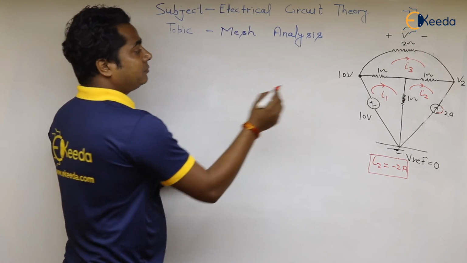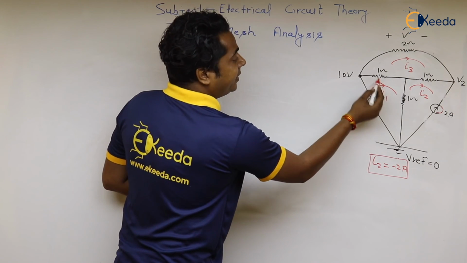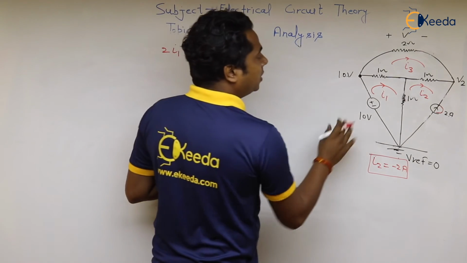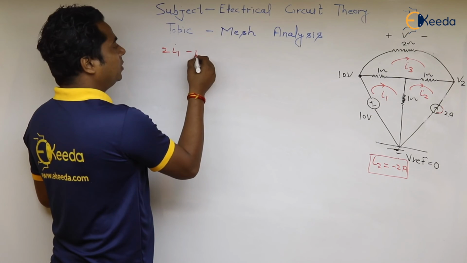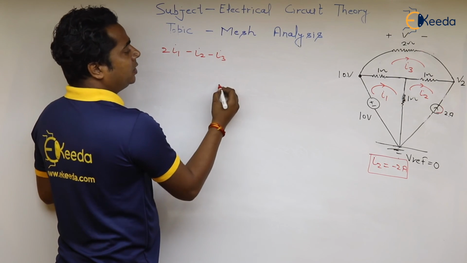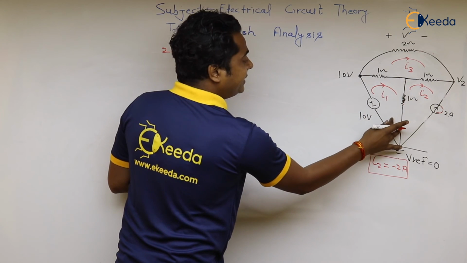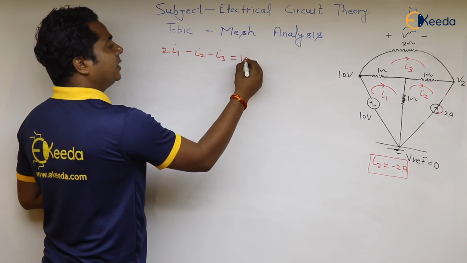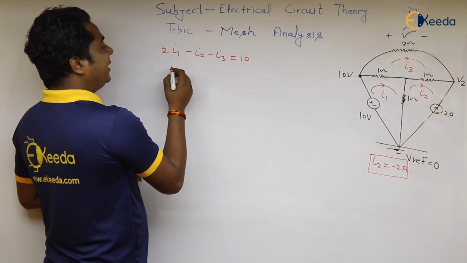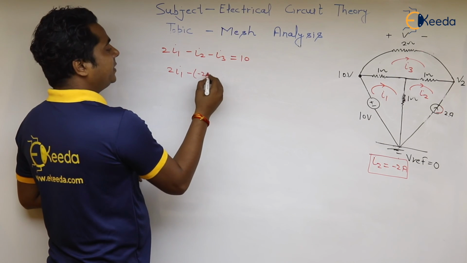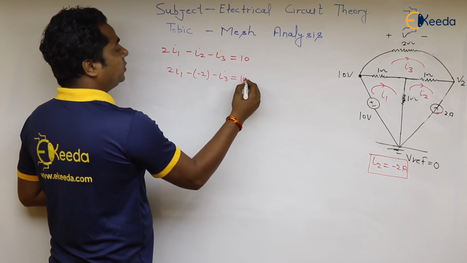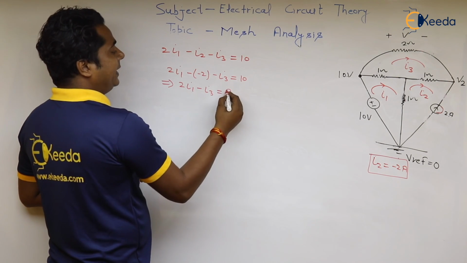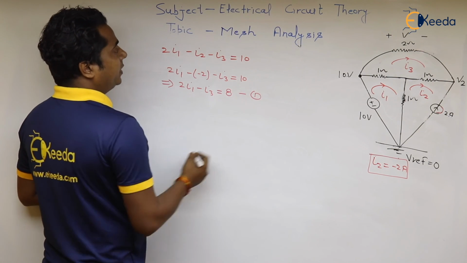What is the short trick? We write I1 times 1 plus 1, 2 I1, minus I2, minus I3 is equal to, the current is going through the voltage source from minus to plus, so it will be plus 10. Putting the value of I2 here, 2 I1 minus of minus 2 minus I3 is equal to 10. So 2 I1 minus I3 is equal to 8. This is equation number 1.